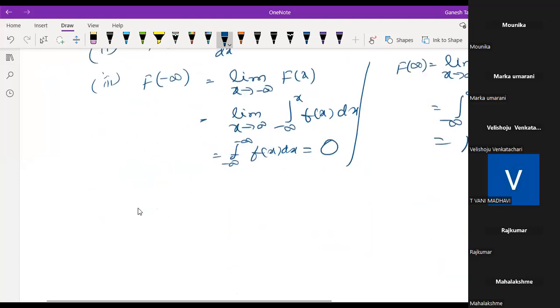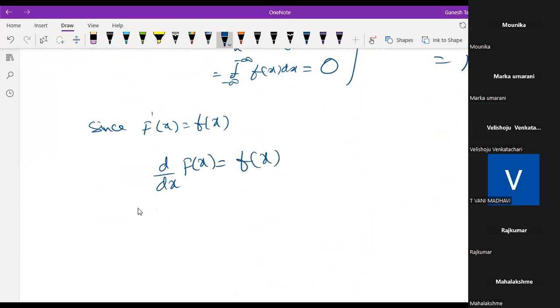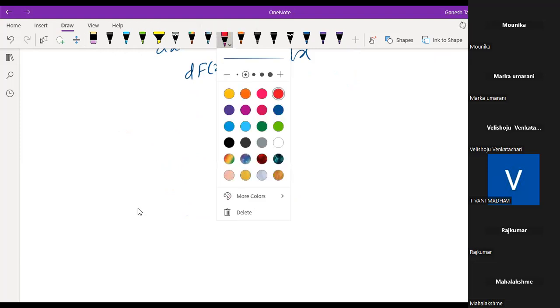So since f dash x is equal to f of x, that means dy dx of f of x is equal to the density function, so dF(x) I can write as f of x dx. Okay, I'll give an example and then we'll stop, and tomorrow we'll discuss some questions that have been asked in the previous question papers.